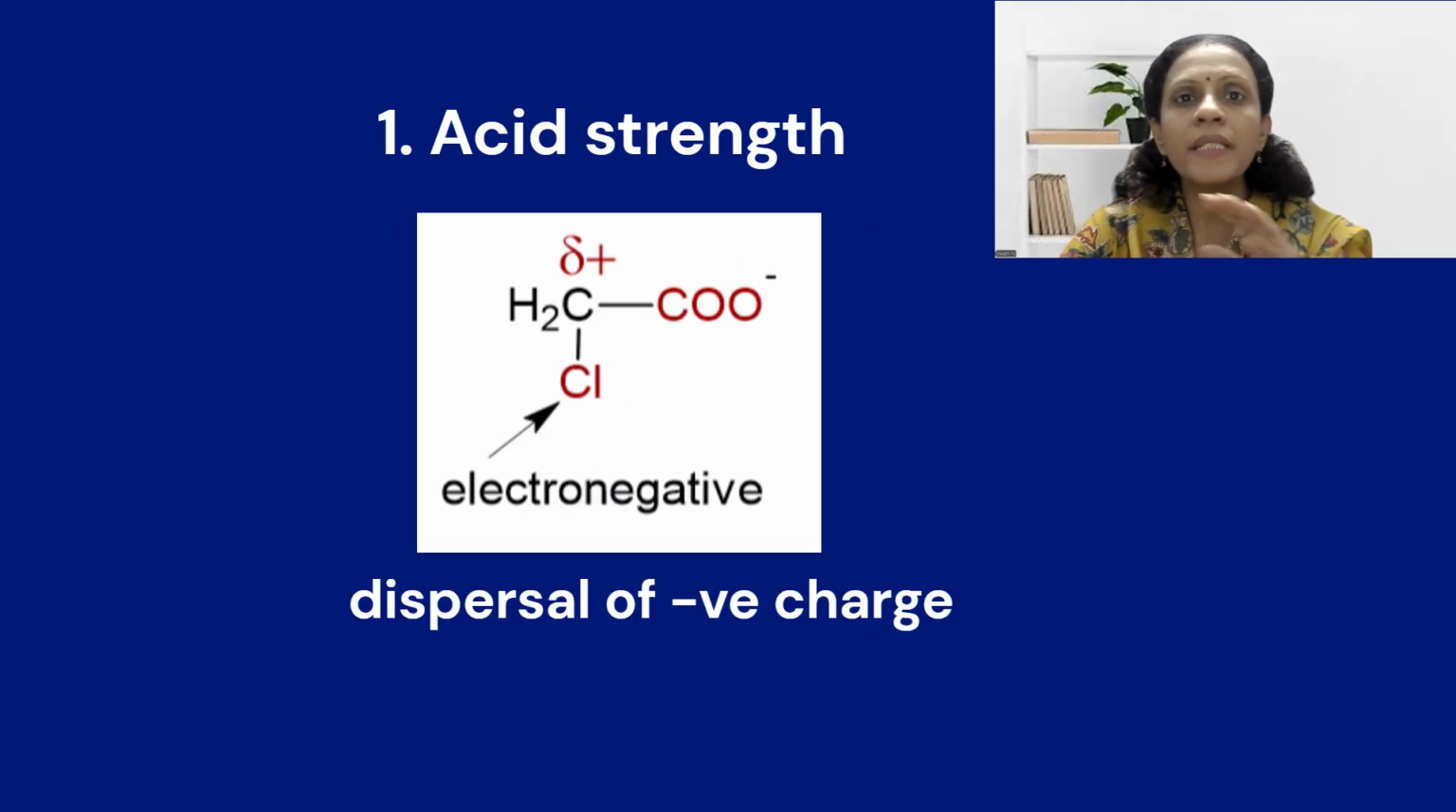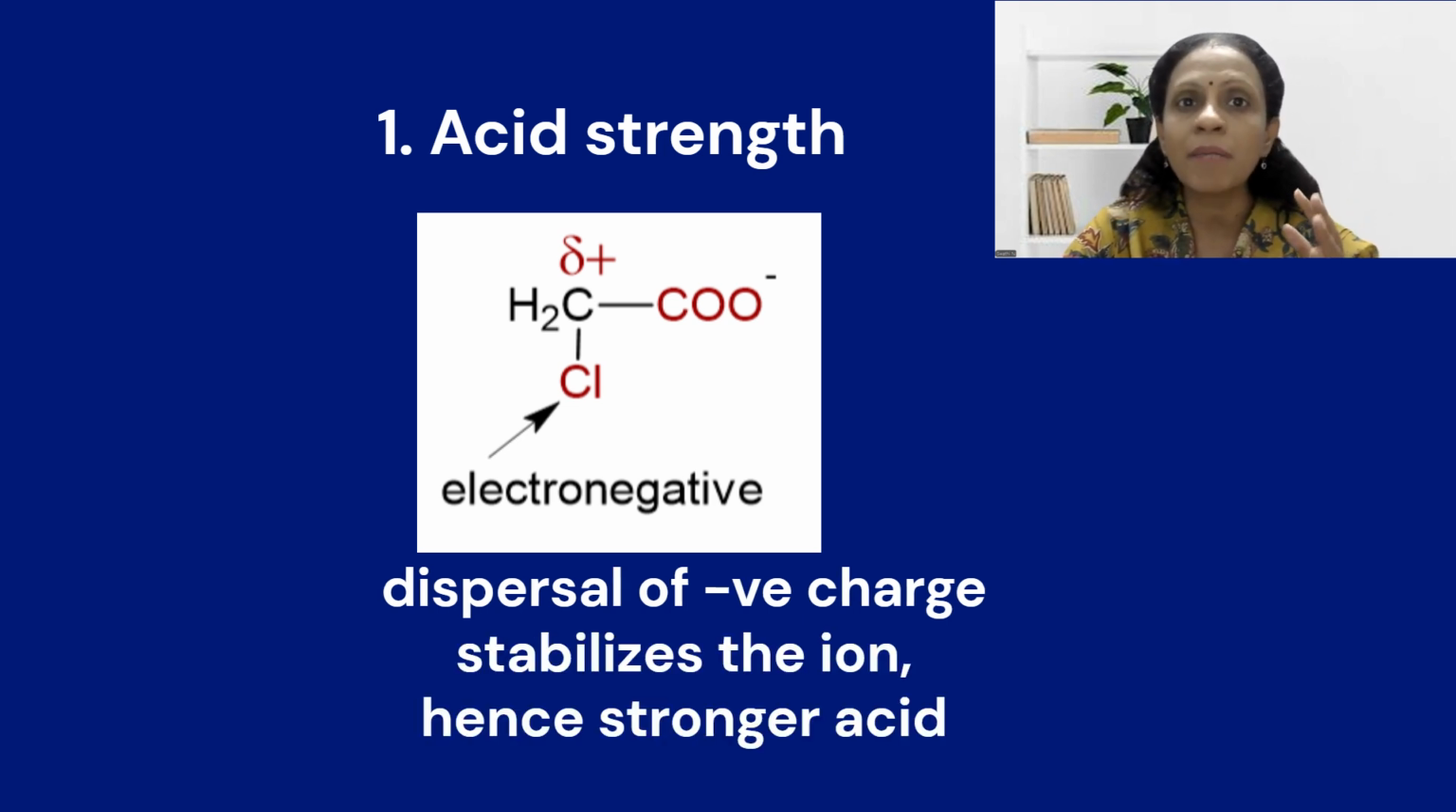Thus, there will be dispersal of the negative charge. The negative charge is not concentrated on the carboxylate carbon. Instead, it is distributed throughout the molecule. So this dispersal of negative charge causes stabilization of the resulting ion. Thus, the resulting carboxylate ion in the case of chloroacetic acid is stable due to the presence of electron withdrawing chlorine.